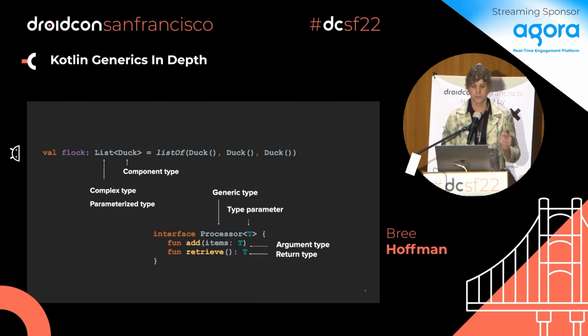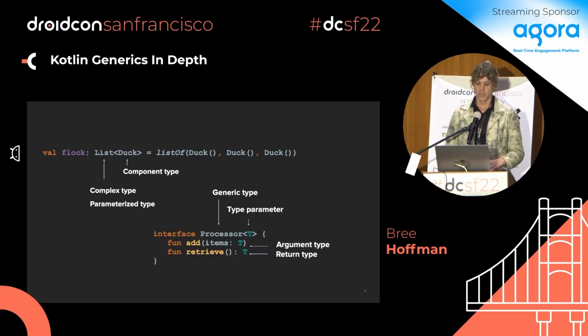It's pretty convenient. I wanted to get on the same page surrounding some of the nomenclature that I'm going to be using. When I am referencing an instantiated instance of a generic type, I'm going to refer to it as a complex type. And the type that is taking the place of that type parameter will be called the component type. A complex type is also called a parameterized type because it is a type that has a type parameter. Additionally, if I'm referencing a definition of a class or an interface, the generic type in this case would be Processor. That type parameter is often a single letter. And then, as I'm sure you're very familiar with, there are argument types and return types.